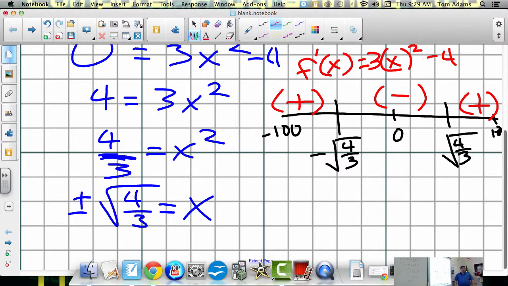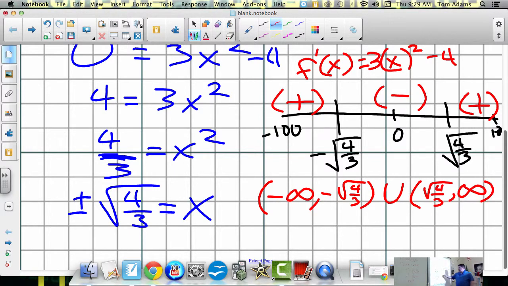So where is it increasing? From 0 to 100. Okay. Yeah. So, well, actually, it's from negative infinity to negative root 4 over 3, right? Oh, the union, positive root 4 over 3 to infinity. So that's where it's increasing.